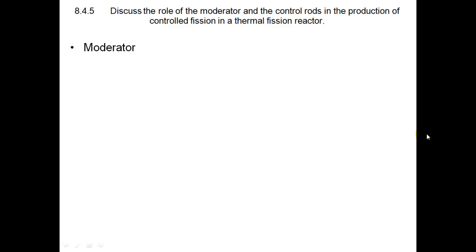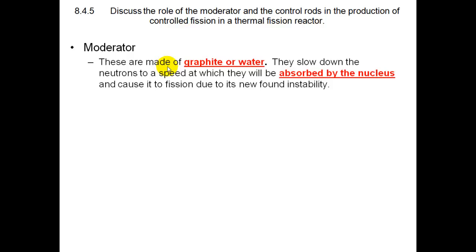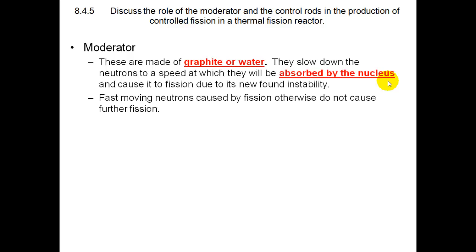So the moderator is made of graphite or water, and they slow down the neutrons to a speed at which they will be absorbed by the uranium-235 nucleus, and then it becomes uranium-236, and then it will fission due to its instability. Fast-moving neutrons, however, do not cause further fission. They will be absorbed by 238, which then does not fission.